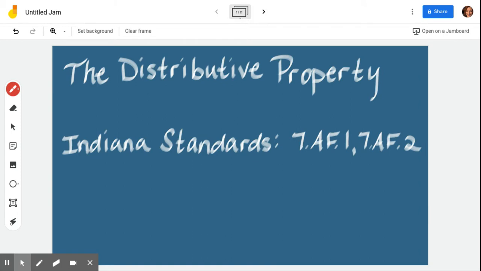Also, it can come in really handy in doing mental multiplication. The way I do some bigger multiplication in my head is actually using this distributive property. So let's get started on it.